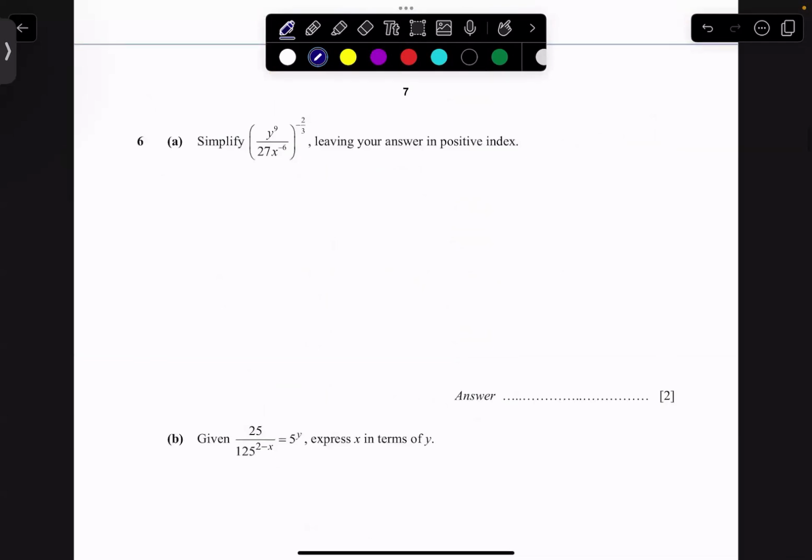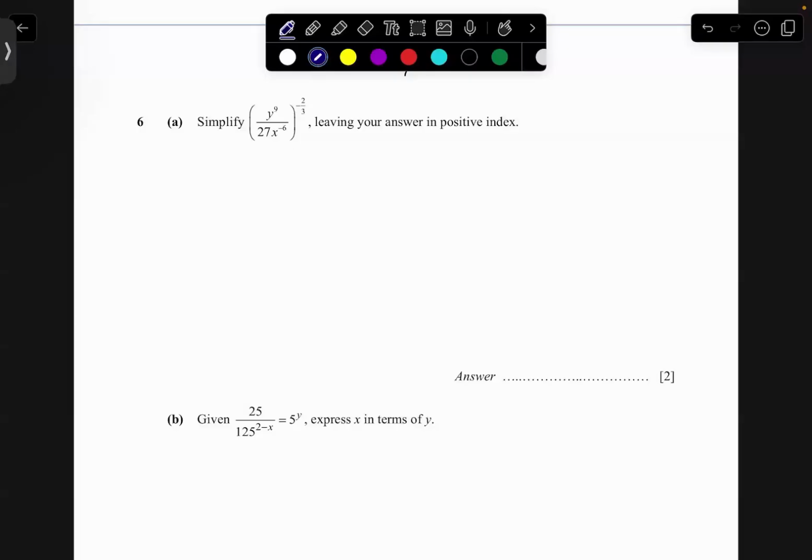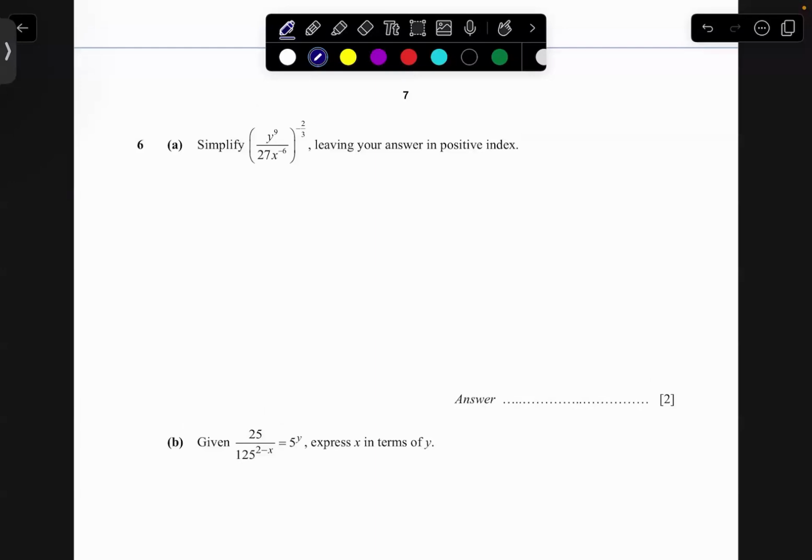Question 6, indices. The first thing that caught my eye is the negative power. Let me write down the question first. We have y to the power of 9 over 27, x to the power of negative 6, all to the power of negative 2 over 3.